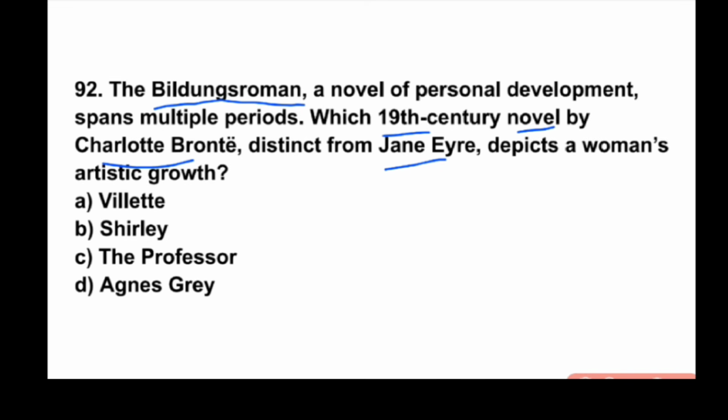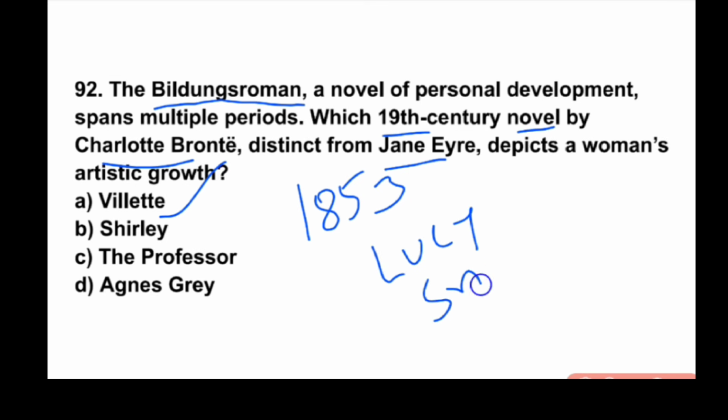Option A, Villette, 1853, traces Lucy Snow, a canonical Bildungsroman. Next question.